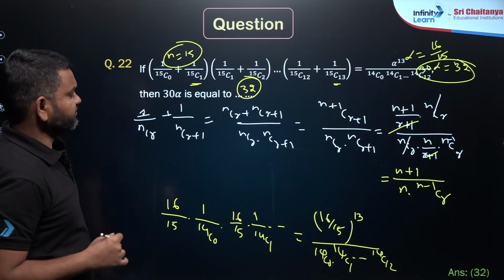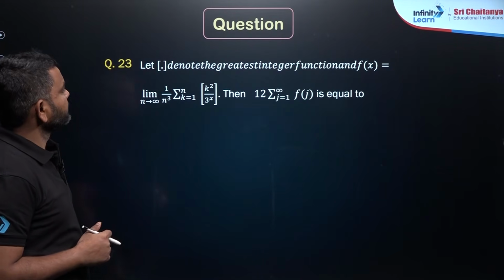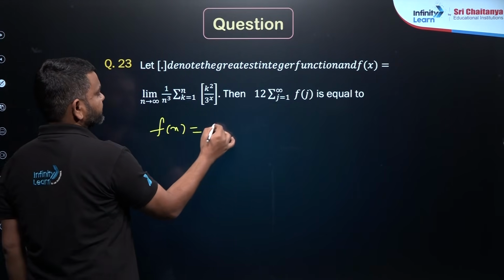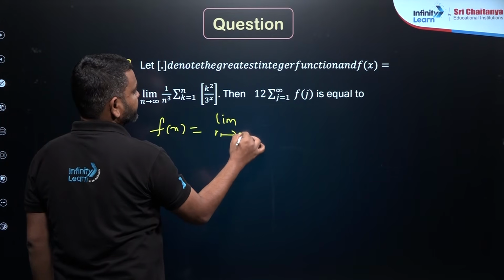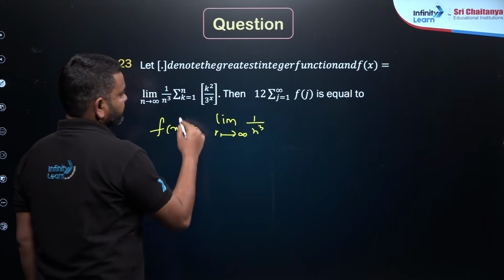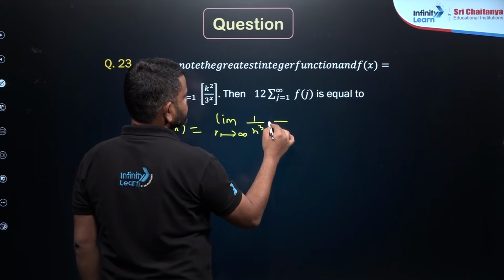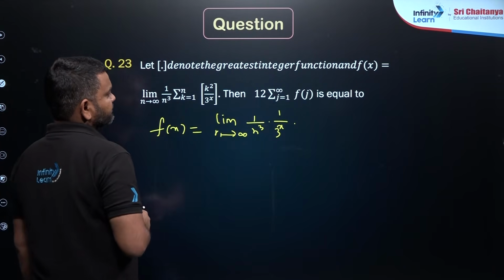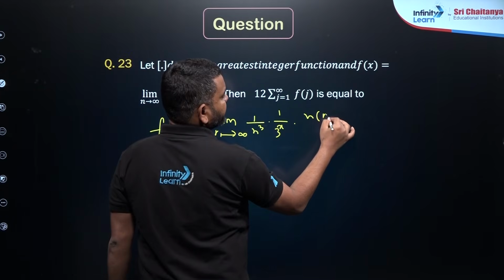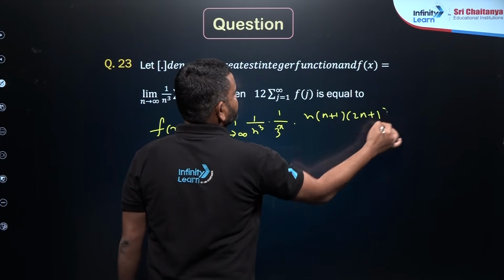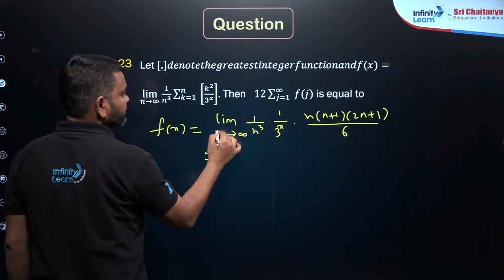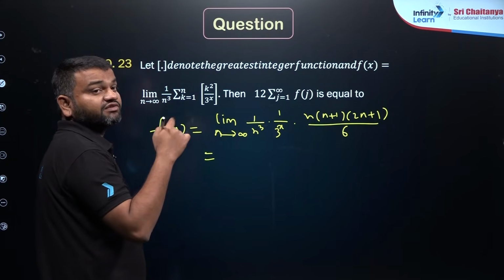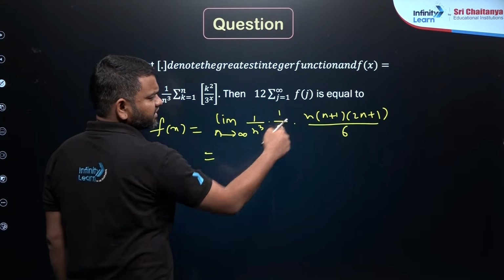Okay, easy one. Next, here we have a function f of x that is given as limit n tending to infinity, 1 by n cube times the sum over k of 1 by 3 power x, k square, which is n into n plus 1 into 2n plus 1 divided by 6. Now if you observe this, this is n cube by n cube form, so numerator and denominator both have the same power, which means we will just write the coefficients of it.